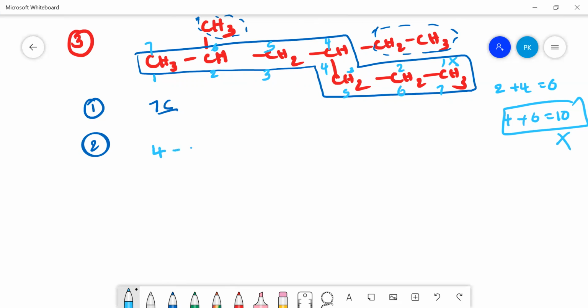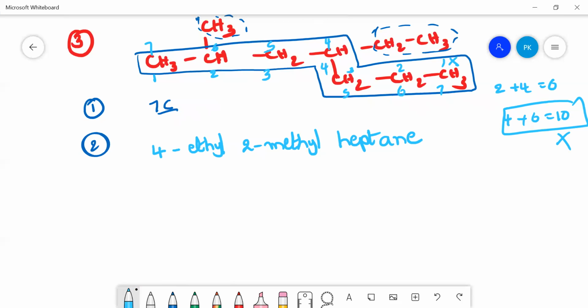So 4 ethyl. On the second carbon, we have methyl. 4 ethyl, 2 methyl, total 7 carbons. So the H and all are single bonds, and there are no functional groups. So 4 ethyl, 2 methyl heptane.